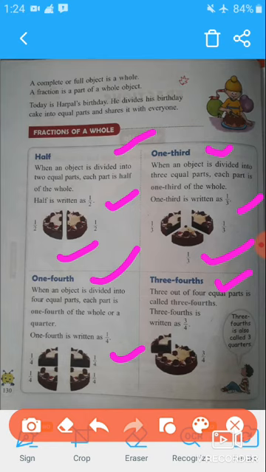Now next is 3/4. So 3 out of 4 equal parts is called 3/4 and 3/4 is written as 3/4. The students, 3/4 is also called three quarters. So I hope you understood the concept of fractions very clearly by the help of this video.